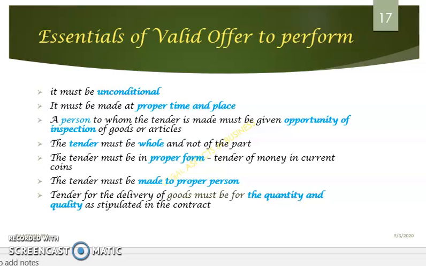Next one, tender must be in a proper form, and tender of money must be in current coins. It means payment in legal tender money. When a debtor makes an offer to pay the creditor, it must be the actual amount due and in legal tender money. Next one, tender must be made to a proper person. To be valid, the offer to perform must be made to the promisee or his duly authorized agent. And tender for the delivery of goods must be for the quantity and quality as mentioned in the contract.